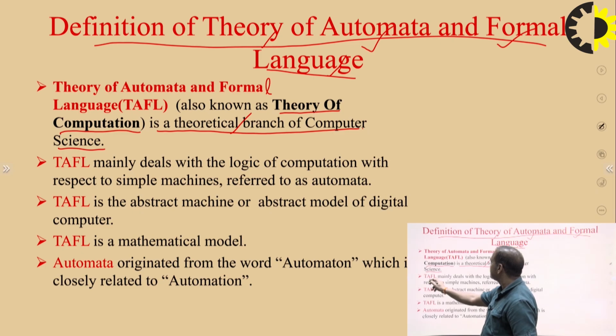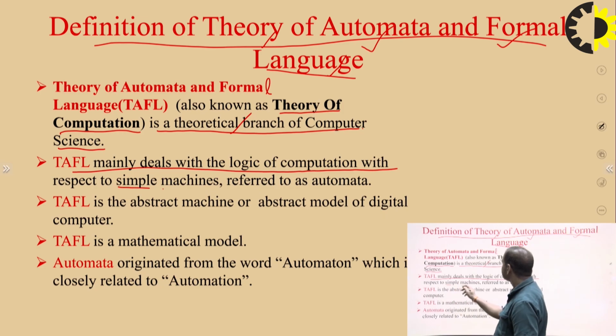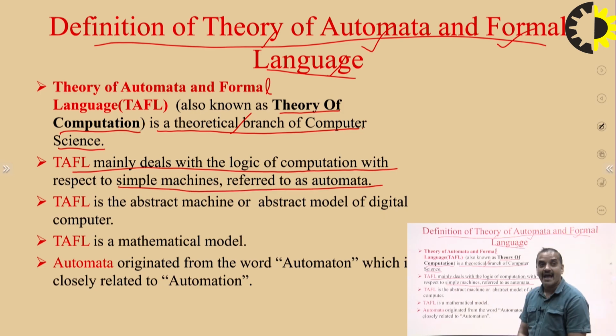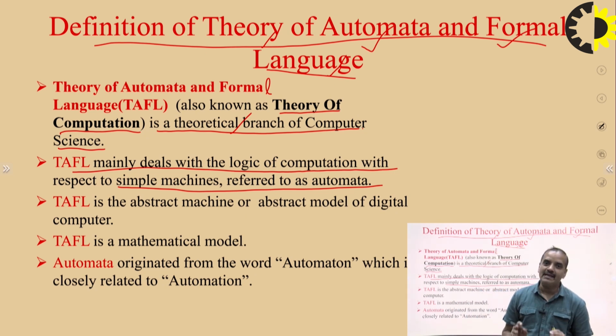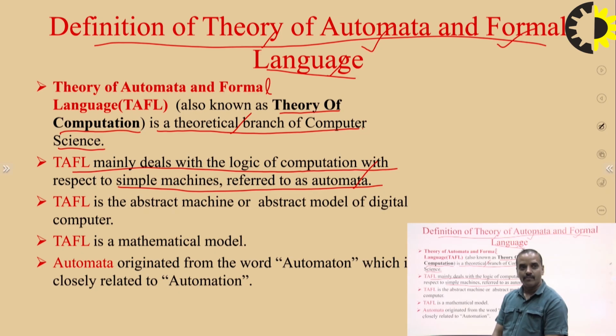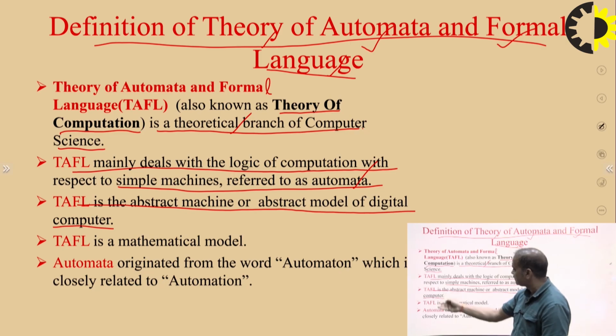Tafl mainly deals with the logic of computation with respect to simple machines referred to as automata. Automata means a discrete model of a digital computer. If we hide all the complexity of a computer and show only the essential part, that is known as abstract, and that is called automata. So automata is the discrete model of a digital computer. Tafl is the abstract model of a digital computer, as explained in the previous points.